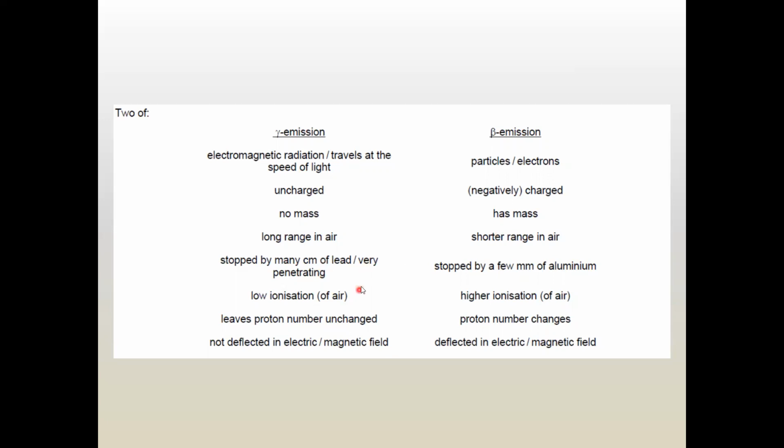Gamma can be stopped by lead, beta can be stopped by aluminium. Gamma has low ionization, beta has high ionization. Gamma is not deflected by an electric or magnetic field, beta is deflected by an electric or magnetic field. And there is no change in atomic number or atomic mass for gamma, but the proton number changes when there is a beta emission.